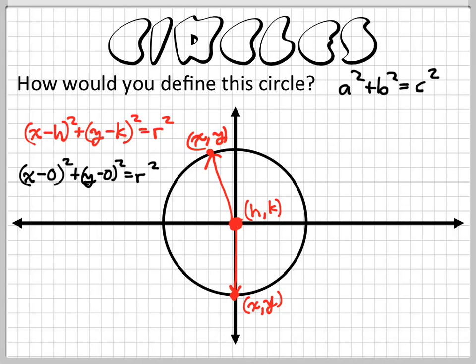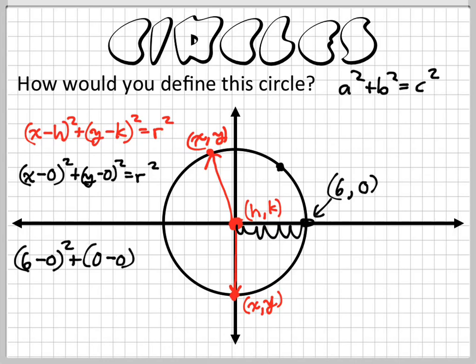I'm going to go ahead and pick a point. Let's do this point right here. 1, 2, 3, 4, 5, 6. So that's (6, 0). We have 6 minus 0 squared, because that's the x. I'm taking that x and plugging it in there, plus 0 minus 0, so I took the y and plugged it into that y, squared, equals r squared. So what is r squared?